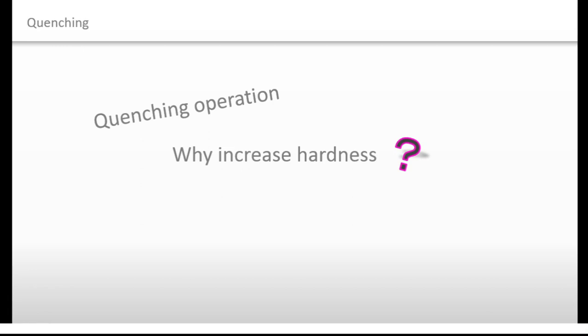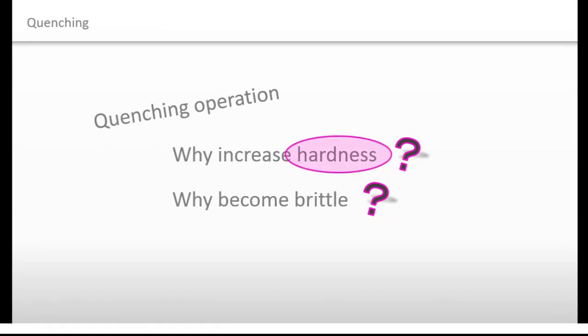I'm going to tell you about quenching and give you the answer to these questions. Why can quenching operation increase the hardness of steel? And why does the steel become brittle? Firstly, we are going to define what the term of hardness exactly means.